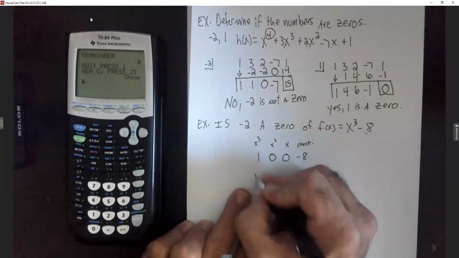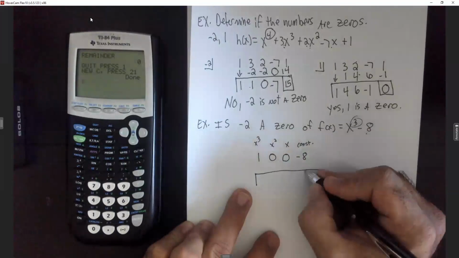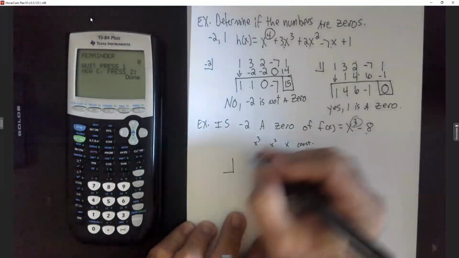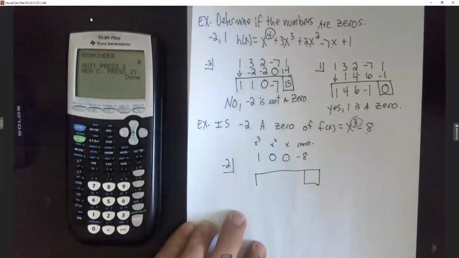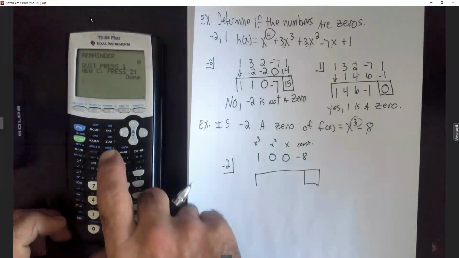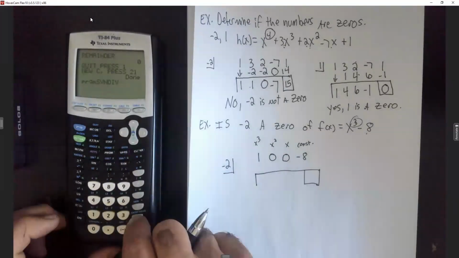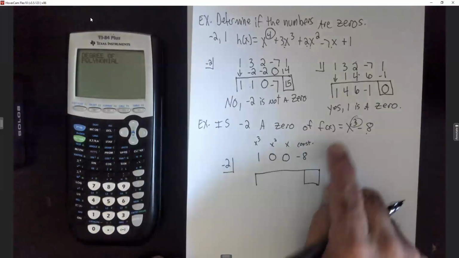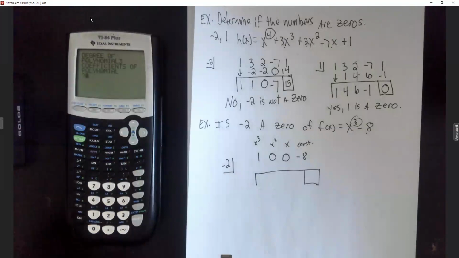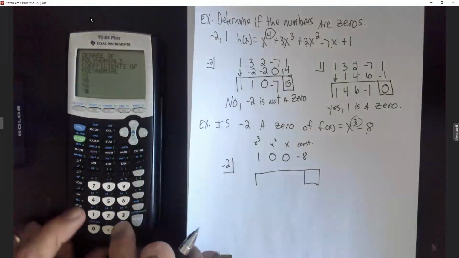So you always add 1 to the highest exponent, and that tells you how many numbers you need. All right, so I drew my box. So my C is a -2. Now, if I went to program and did my synthetic division, the degree of the polynomial was a 3. So you actually got to put 4 numbers into it, which would be a 1, 0, 0, -8.